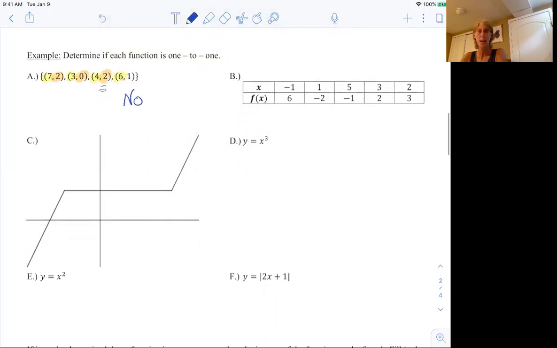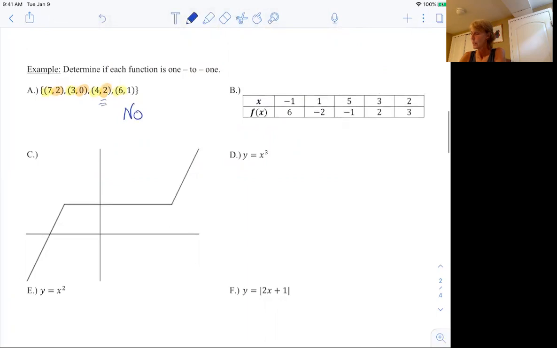When I look at a table of values in case B here, once again, I could go through my x's. -1, 1, 5, 3, 2. Let's go green this time. 6, -2, -1, 2, 3. So nothing repeats. My x's don't repeat and my y's don't repeat. So you could say that this is one-to-one. What does that mean? If we found the inverse of this function, it would be a function as well. That's all.